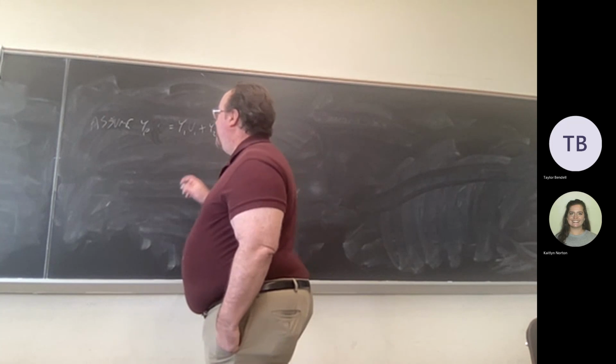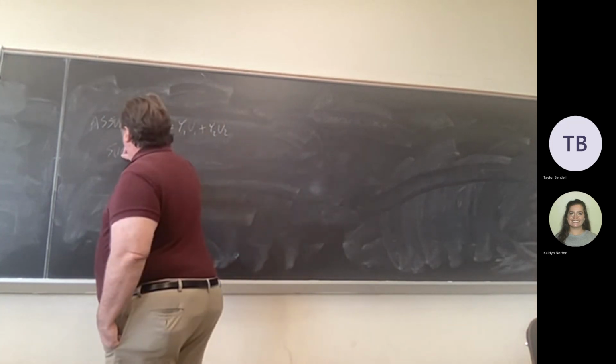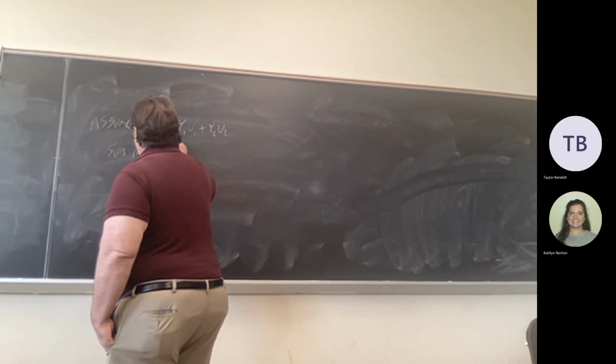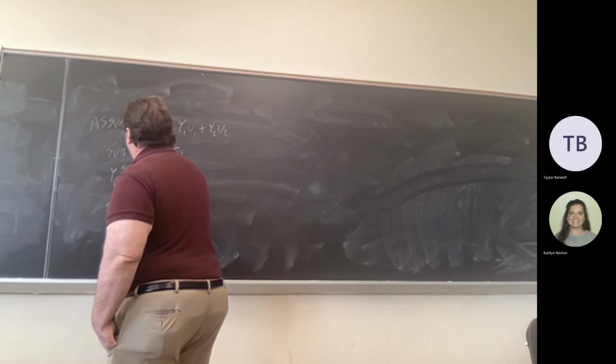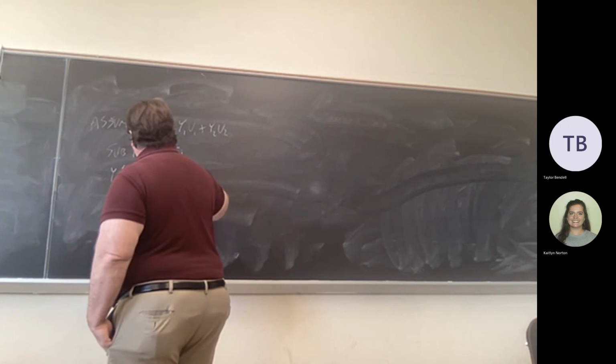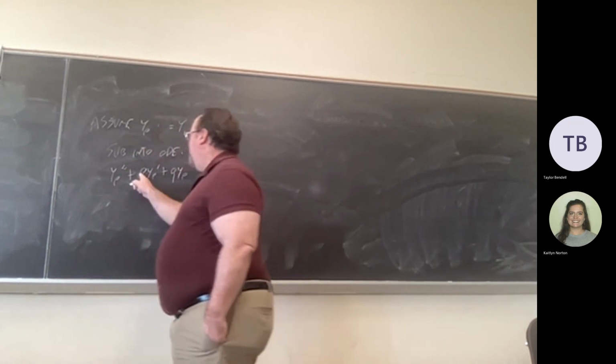So you substitute that into the original ODE. So yp double prime plus p yp prime plus q yp. This p and this p are not the same.